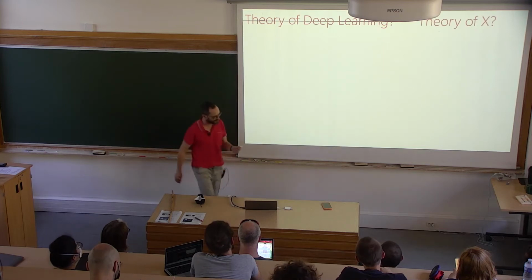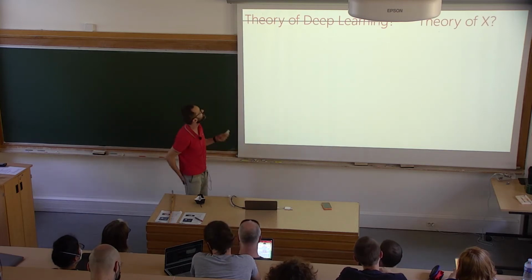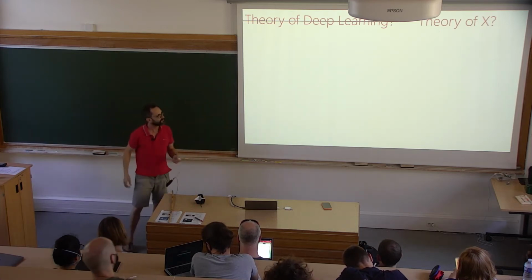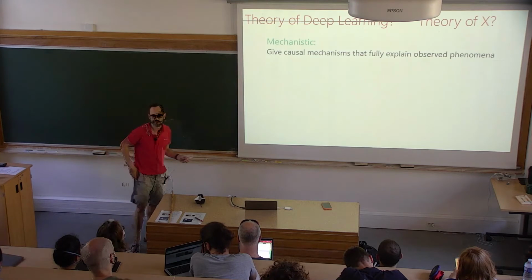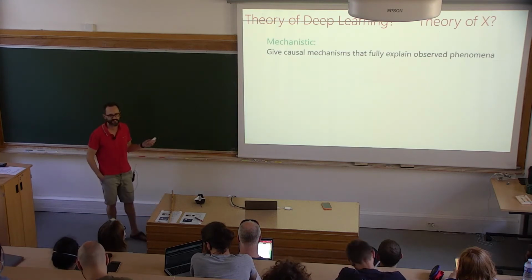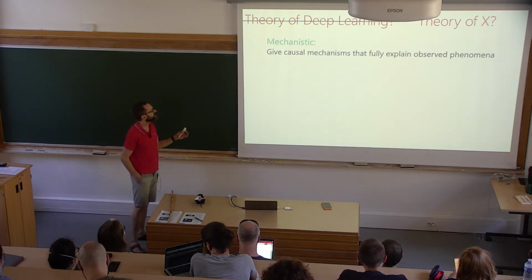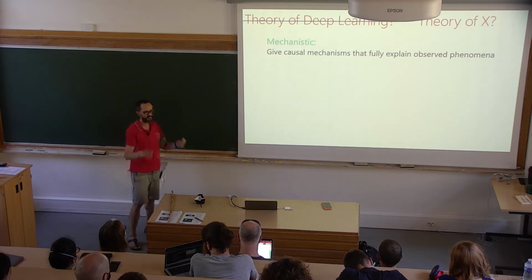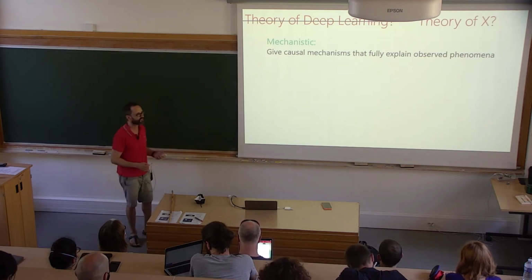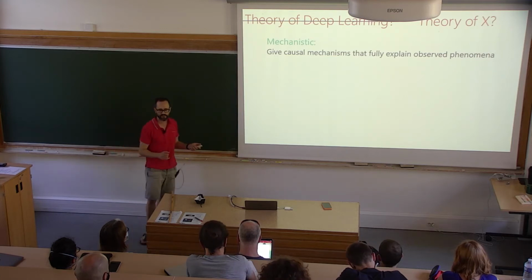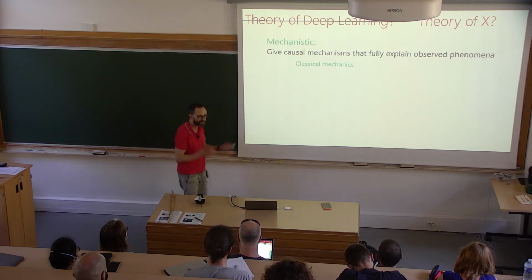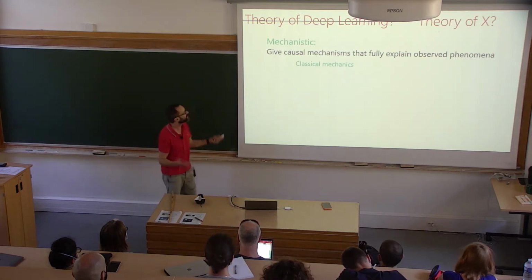So maybe just even to ask before we go to talk about theory of deep learning, what do we mean by a theory, by a scientific theory? And there are several versions of theories that we could consider. So one is a mechanistic theory. Basically we have something we observe, some experiments, and we give a causal mechanism that really completely explains why we see what we see and predicts, and also explains the mechanism by which this comes about. And the classical example is really classical mechanics.